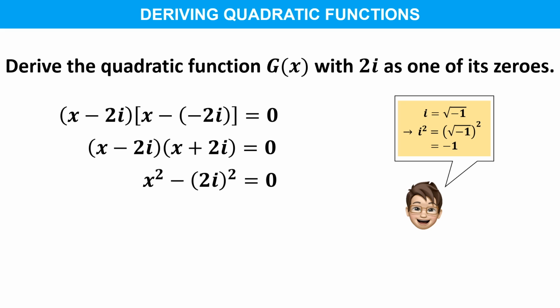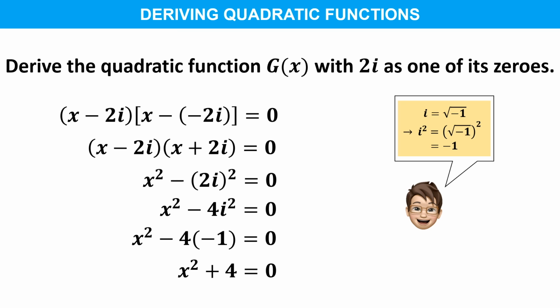This gives us x squared minus the quantity 2i squared is equal to 0. Simplify this equation by applying the definition of imaginary number. The result is x squared minus 4i squared is equal to 0, or x squared plus 4 is equal to 0. Therefore, the quadratic function with zeros 2i and negative 2i is g of x is equal to x squared plus 4.